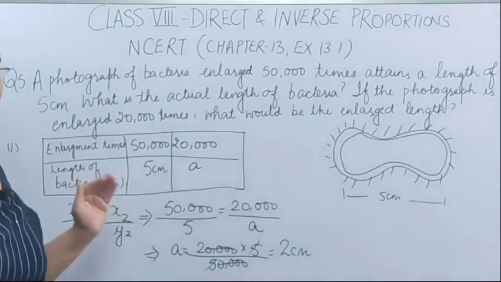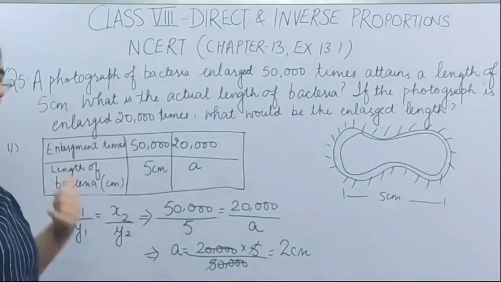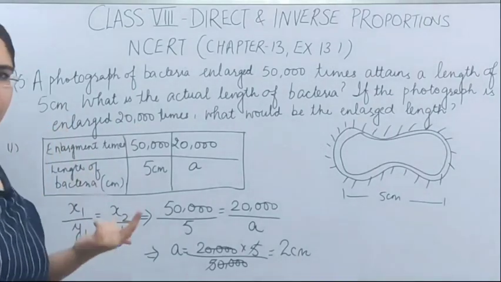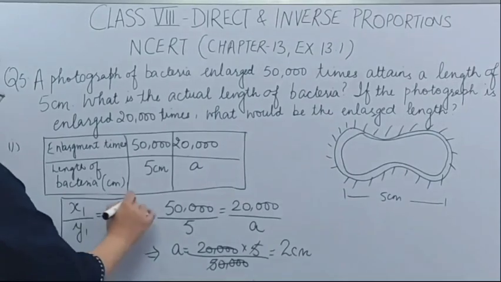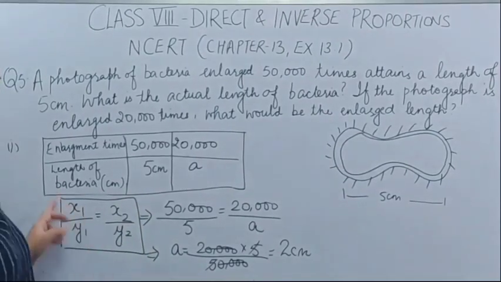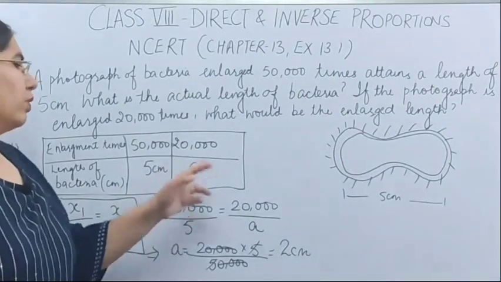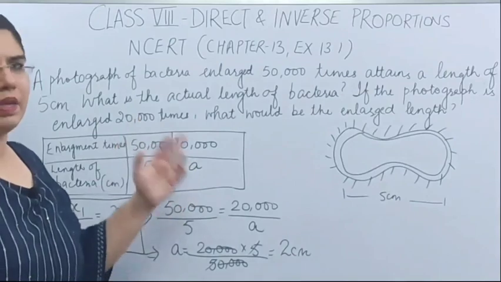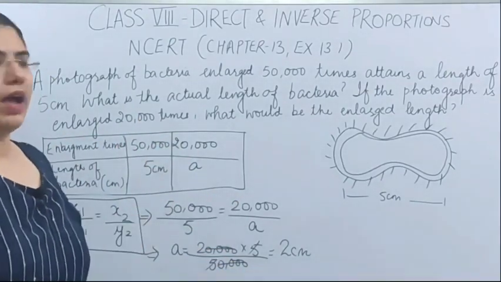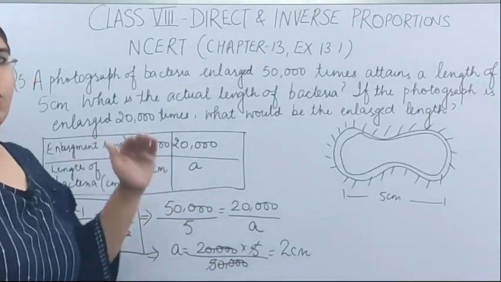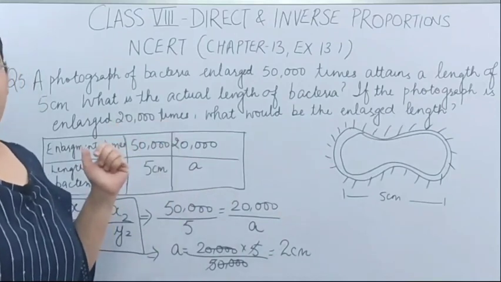The concept remains the same, the steps remain the same. Just see, tabulate first, establish the direct relationship, and just use this fundamental that x1 by y1 equals x2 by y2. Whatever is the missing value, you can let that value be a, b, c or any variable. Just substitute values and you will arrive at the enlarged length, or whatever missing value you have been asked to find out.